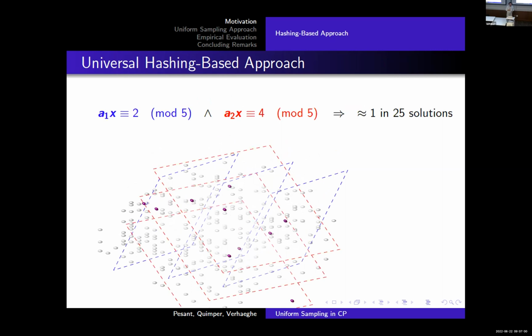And then you can add another one, the red one. Those are the red hyperplanes in an arbitrary orientation, mod 5. So you're expecting 1 in 25. The purple dots here would be the ones that are both in the blue plane and the red plane. Okay, so that's pictorially the idea of how you do the sampling.